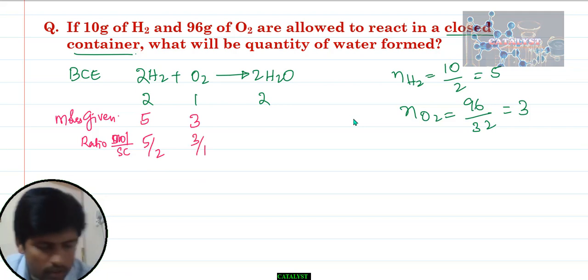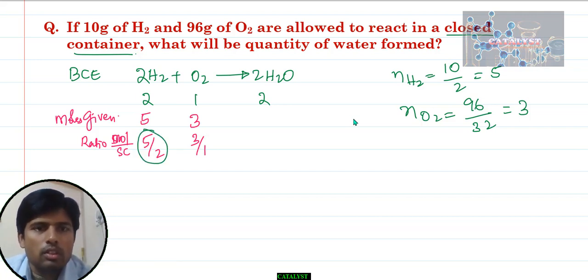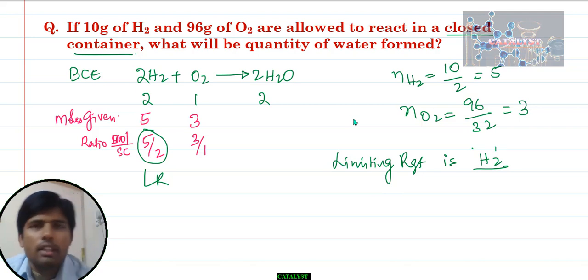Now if you look at it, the smallest ratio is nothing but 5 by 2. So this is LR. This is a very simple first step. So limiting reagent is H2. So the first answer is the limiting reagent.